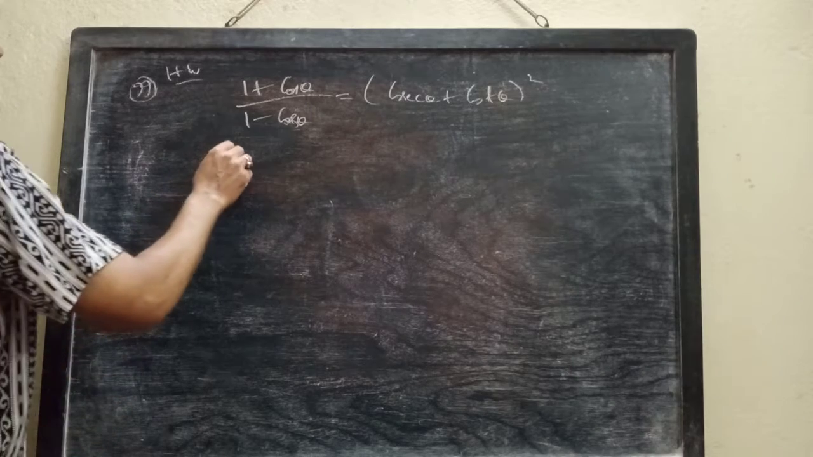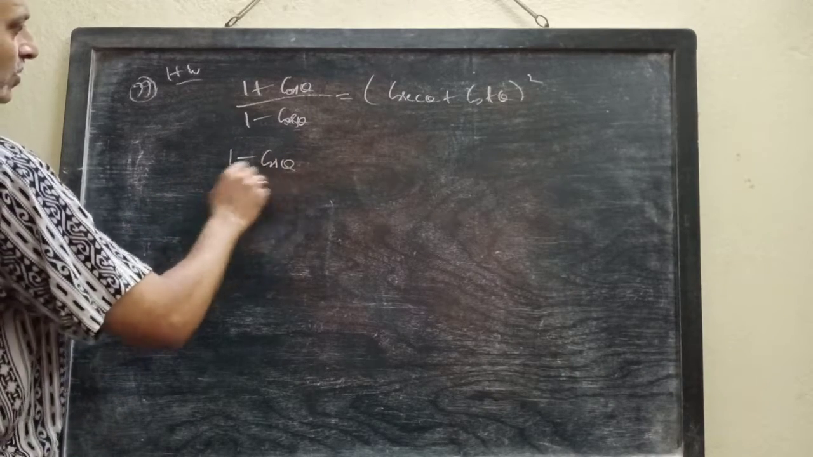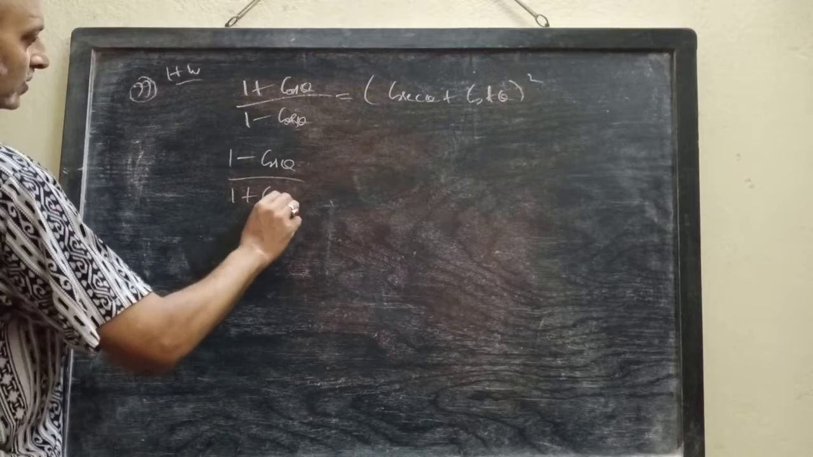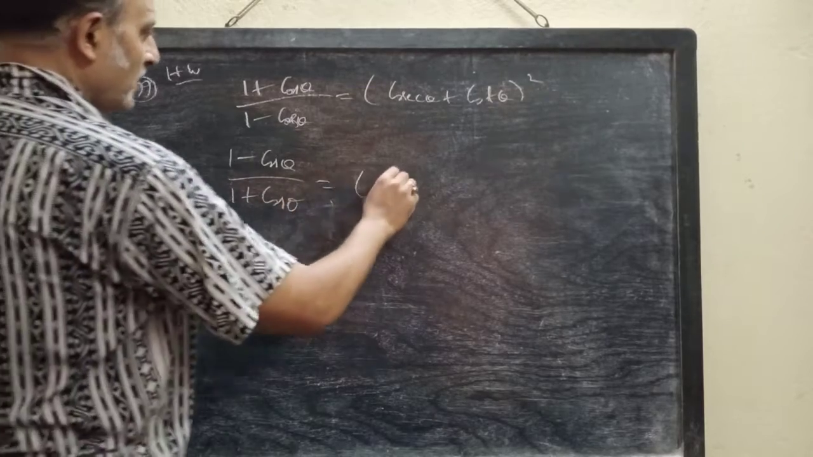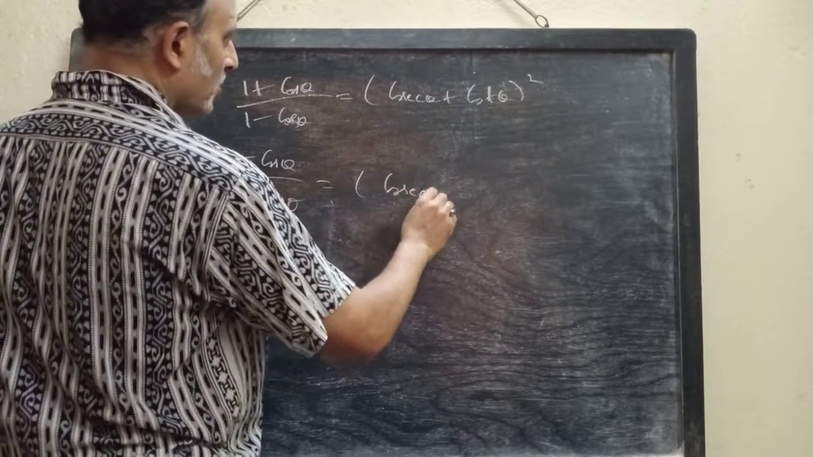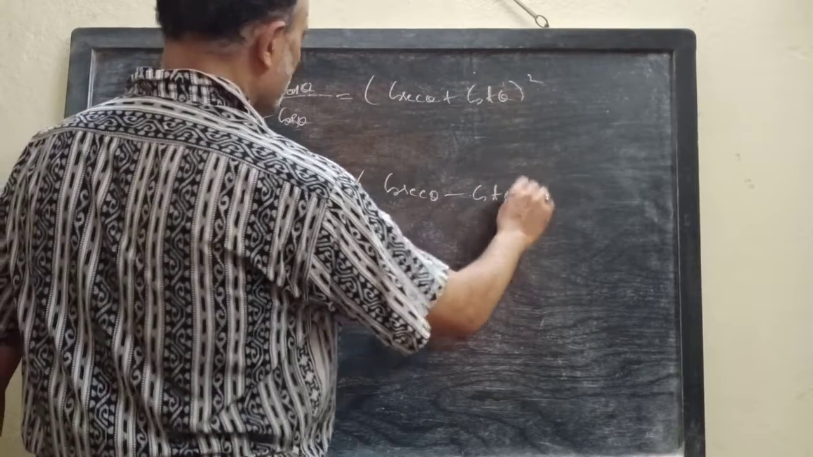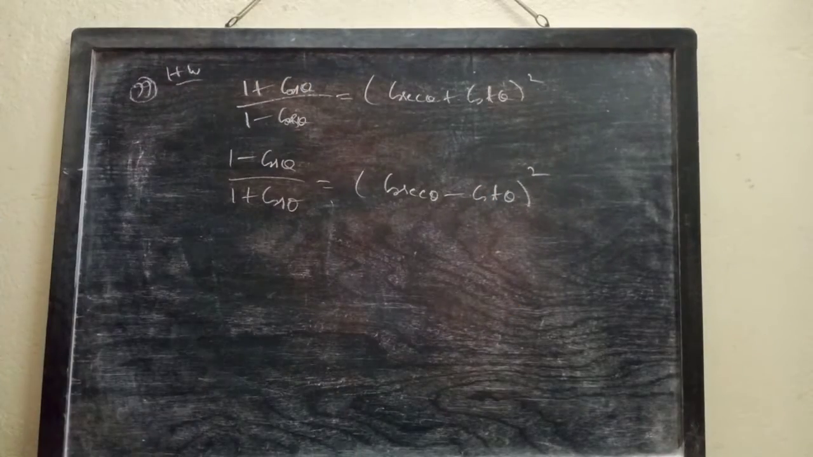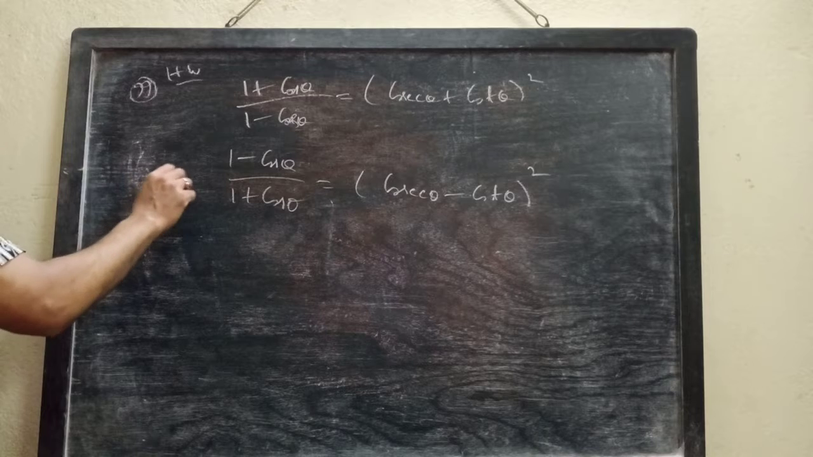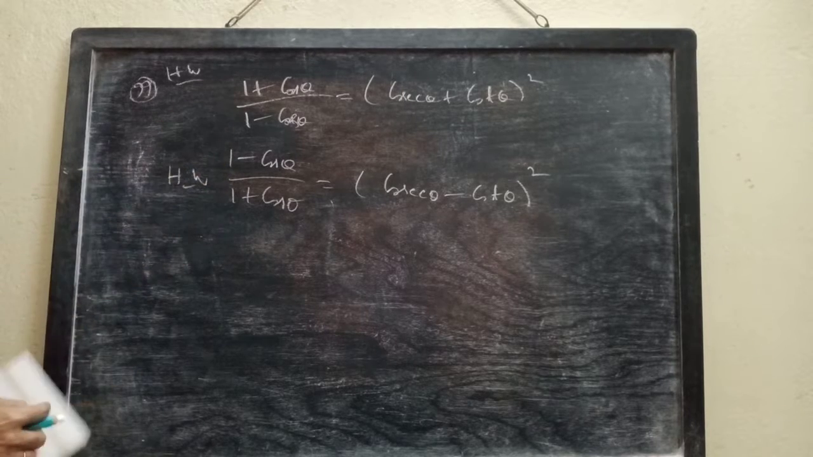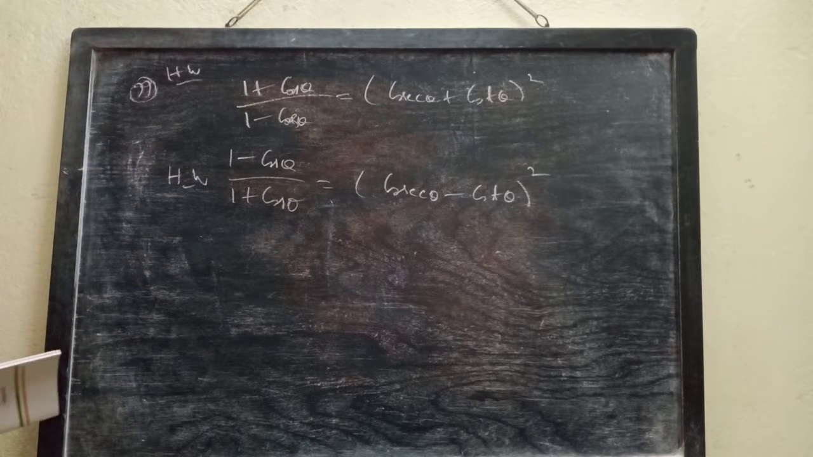Similar problem will be 1 minus cos theta by 1 plus cos theta. This will be cosec theta minus cot theta whole square. This is also homework. Same problem. Then 100.